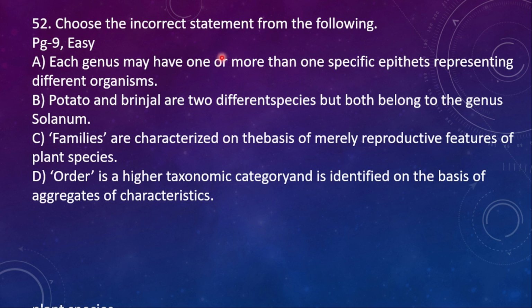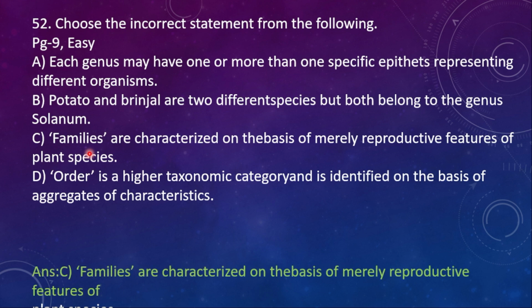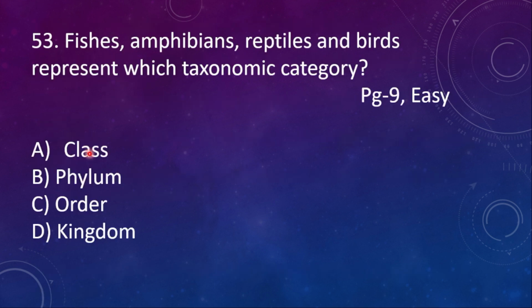Choose the incorrect statement from the following. Each genus may have one or more than one specific epithets representing different organisms. Correct. Potato and brinjal are two different species but both belong to genus Solanum. Exactly. Families are characterized on the basis of merely reproductive features of the plant species. No, it's not like that. Not only reproductive features; family is a group of what? Orders. So C is the incorrect statement.